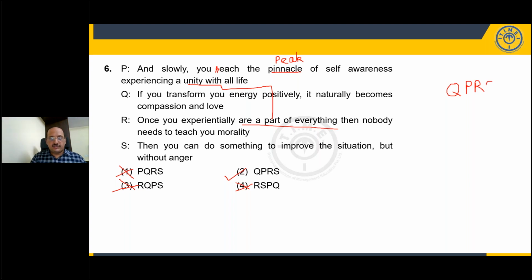Yes. So if you transform your energy positively, it becomes compassion and love. Slowly you reach the pinnacle of self-awareness, experiencing a unity with all life. Once you're experientially a part of everything, then nobody needs to teach you morality. Then you can do something to improve the situation without anger. So QPRS becomes my answer. All right, guys, I hope this is clear.